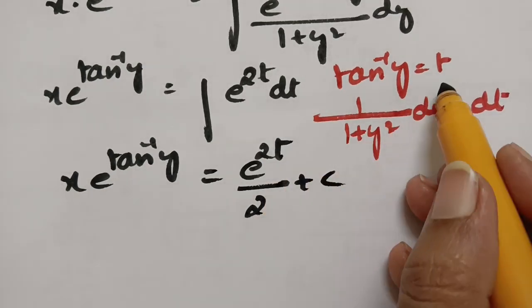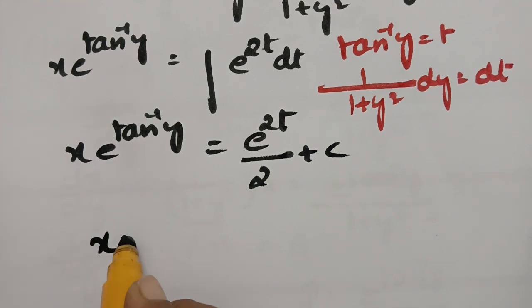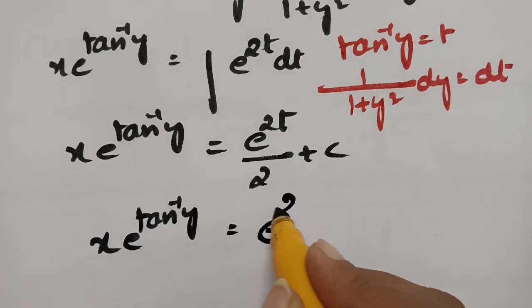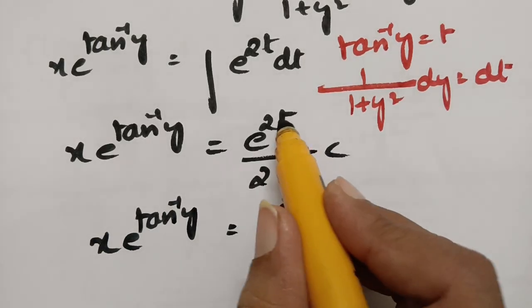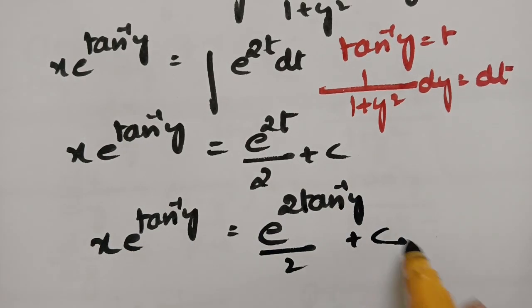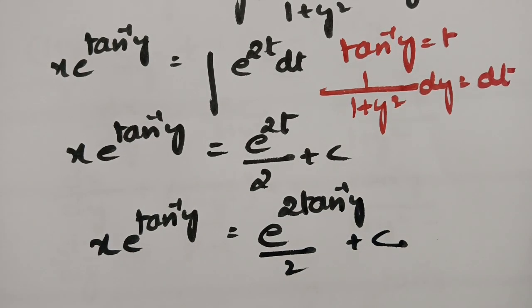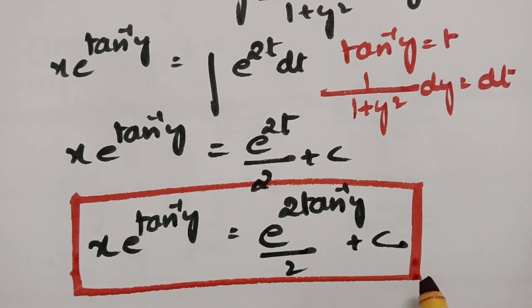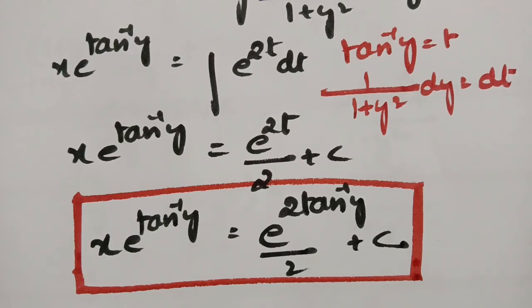And what is t here? t is nothing but tan inverse of y. Therefore x into e power tan inverse of y is equal to e power 2 tan inverse of y by 2 plus c, and this is the required solution for the given linear differential equation in x. So this is how we have to solve, and I feel this is easy for you if you follow each and every step one after the other; the questions will be very easy.